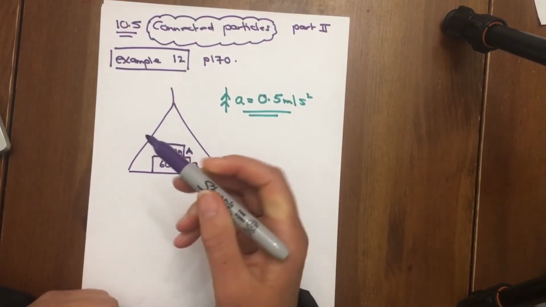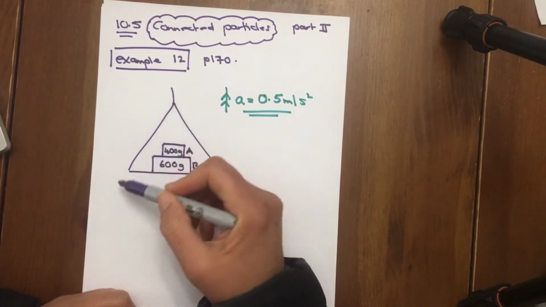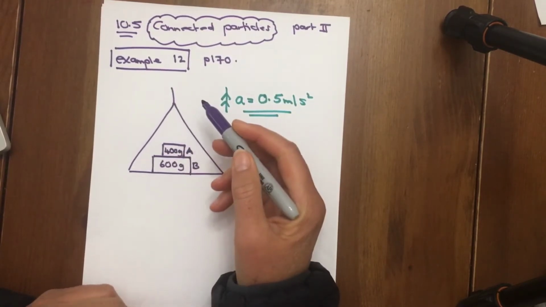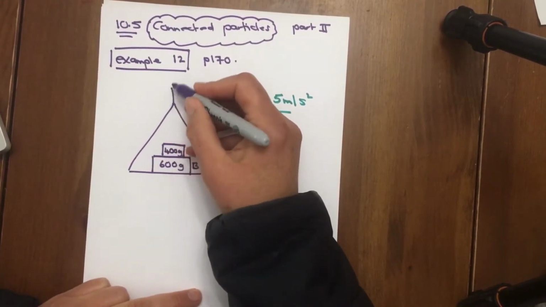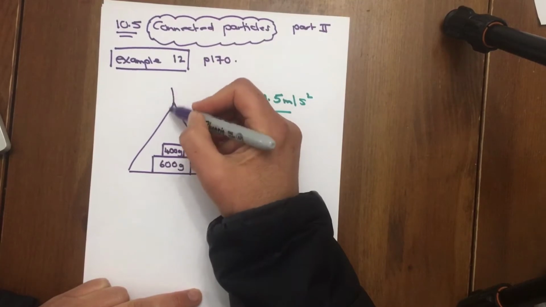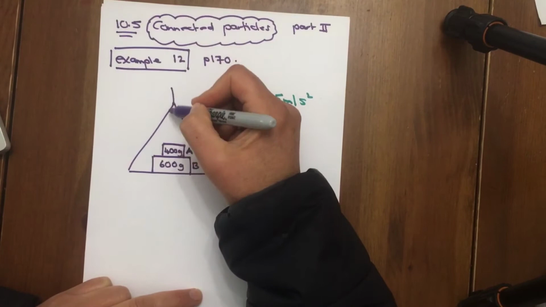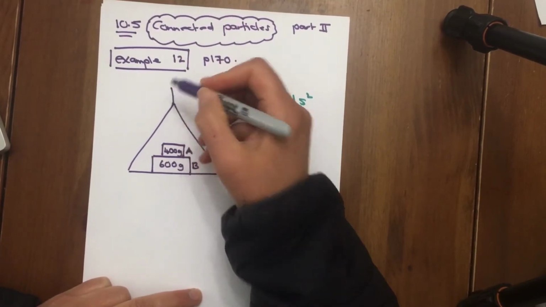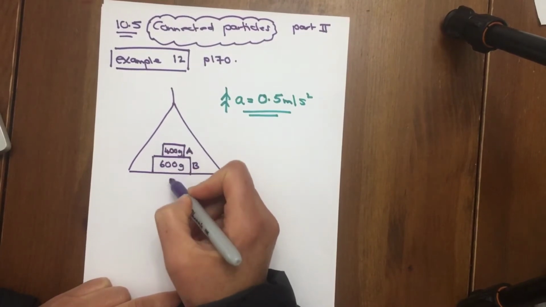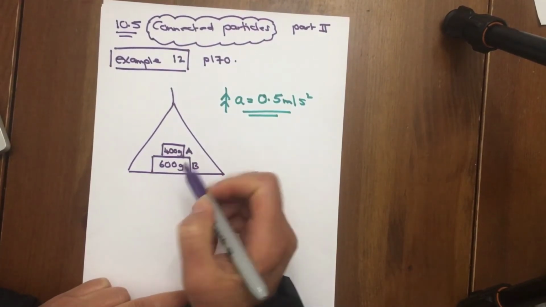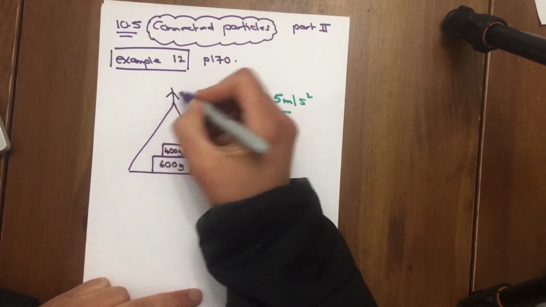And it says you've got a light scale pan. This is your scale pan here. It's light, therefore we don't need to worry about the weight. It's attached by a vertical light inextensible string, so the acceleration is going to be the same all the way through, and it's light, so we don't need to worry about the mass. And there's two weight masses here, A and B, on top of each other, and the scale pan is raised, so there's going to be a force here.